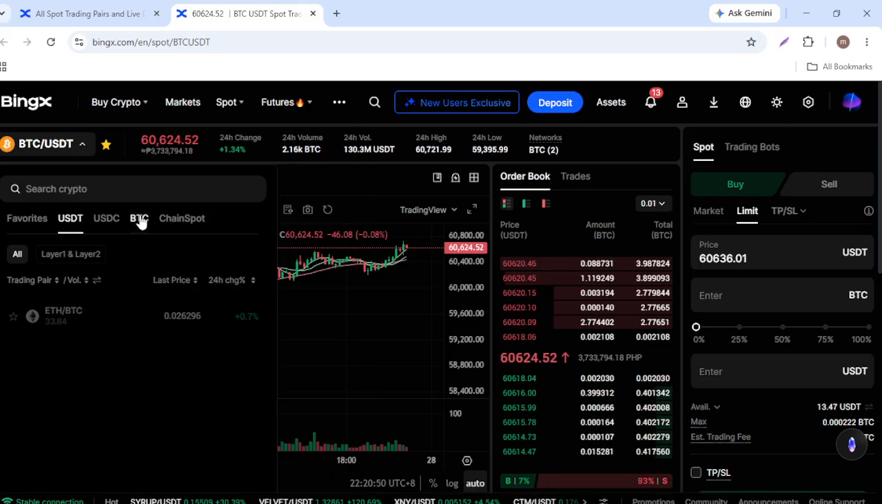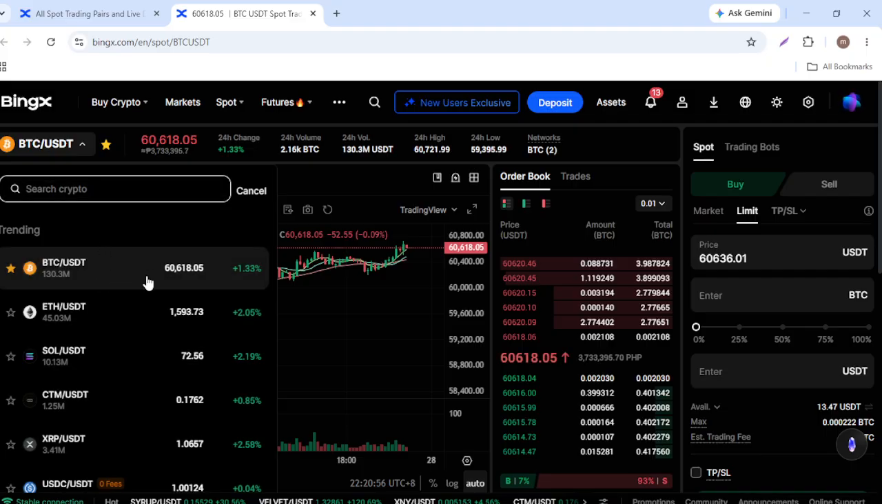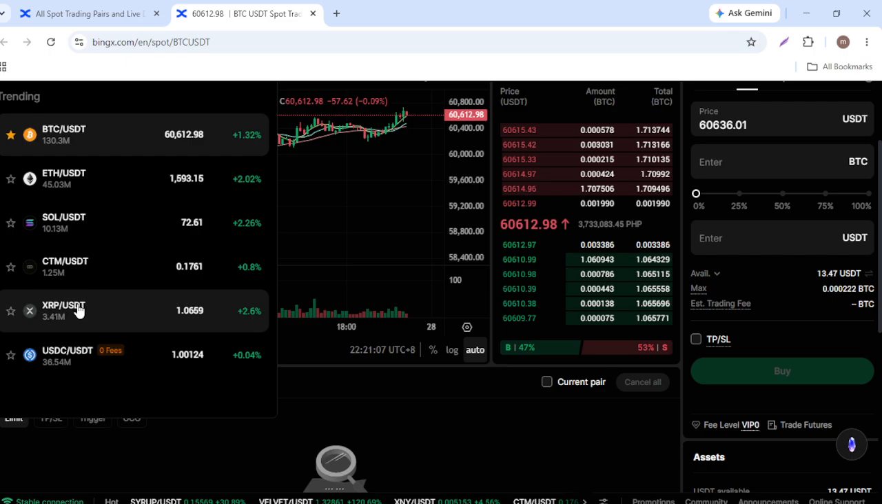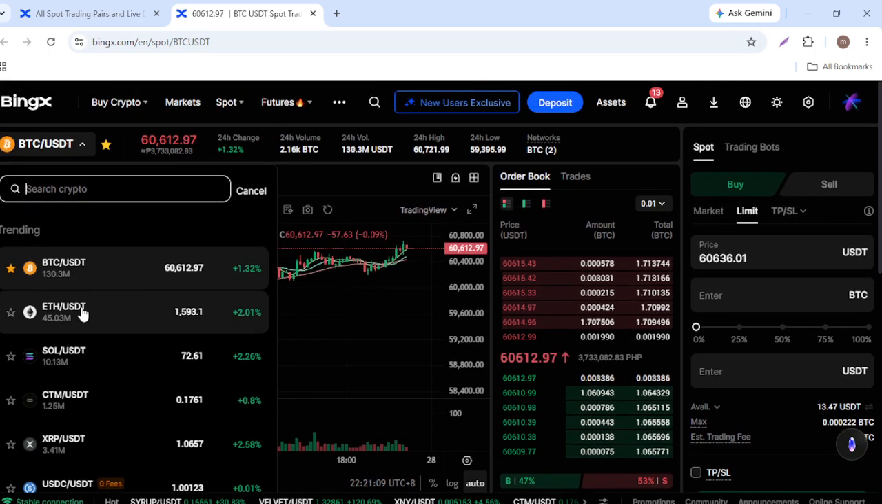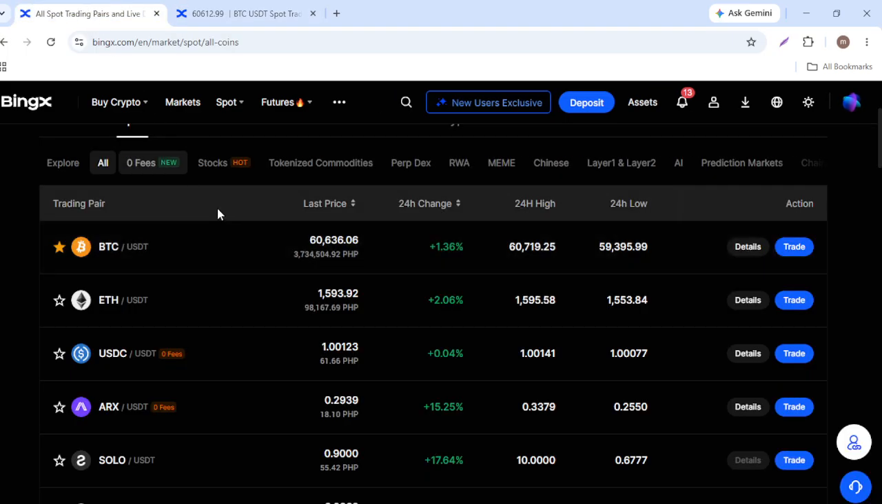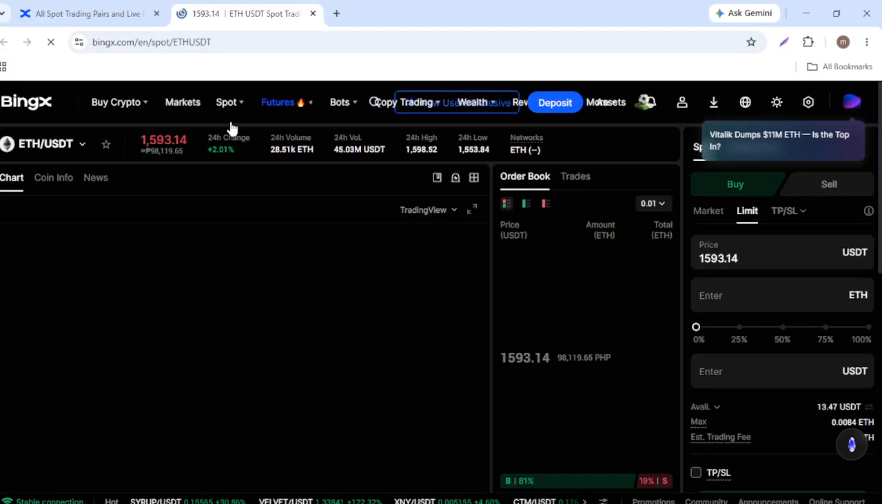Now let's look at the price. Suppose the BTC to USDT trading pair shows a price of 105,000. This means one Bitcoin is currently worth 105,000 USDT. If the price increases, Bitcoin is becoming more valuable relative to USDT. If the price decreases, Bitcoin is worth fewer USDT than before. This same concept applies to every trading pair on BingX. For example, if ETH to USDT is trading at 3,000, then one Ethereum is worth 3,000 USDT.